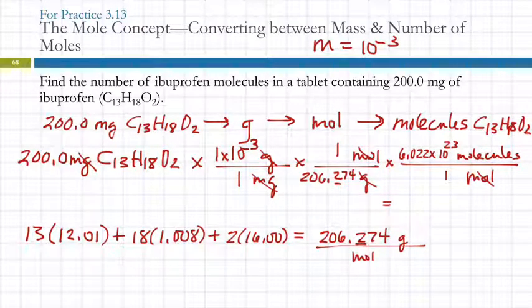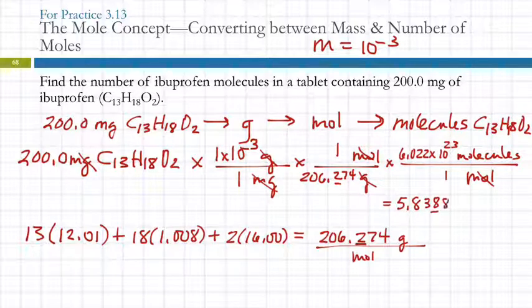So I've got 200 times 1 EE minus 3 divided by 206.274 times 6.022 EE 23. And I get a very large number, which if we're talking about numbers of molecules, numbers of atoms, it should be a big number. Before I start writing this down, I want to look at sig figs. This number has 4. My molar mass had 4. Avogadro's number had 4. This is exact. So I need 4 significant figures. 5.838.